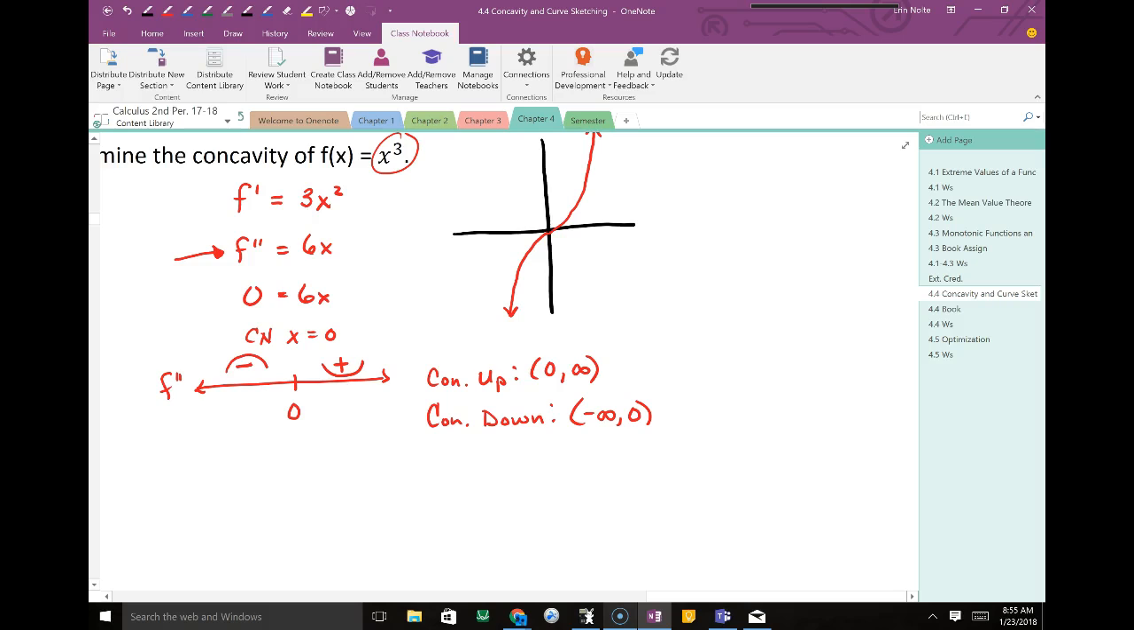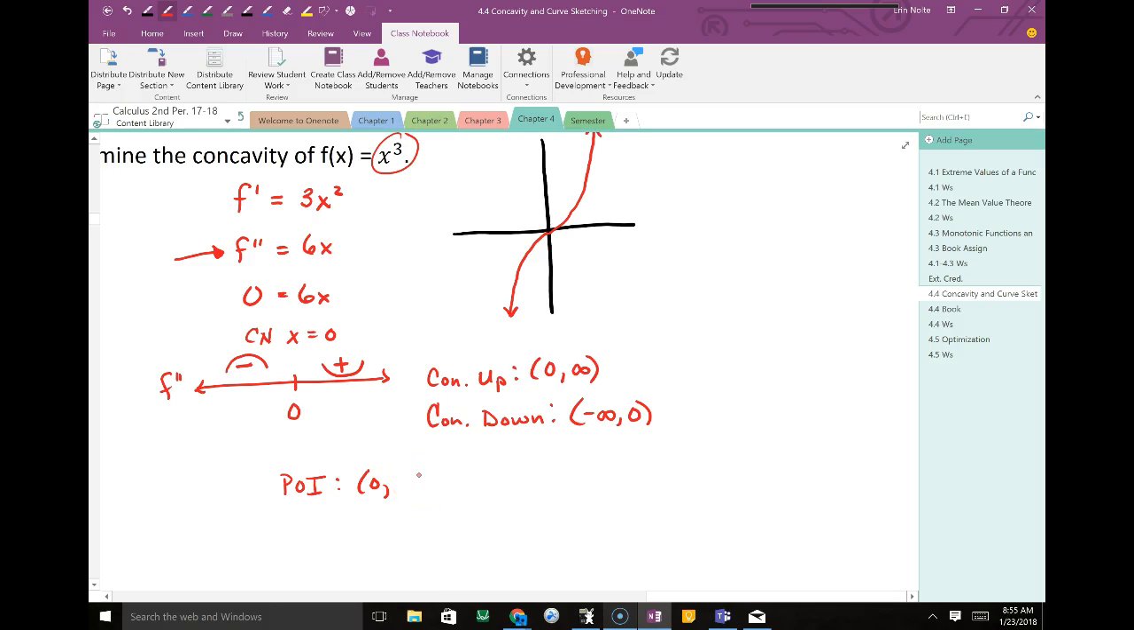Can you say what you were saying again then? A point of inflection occurs when concavity changes from positive to negative, or negative to positive.